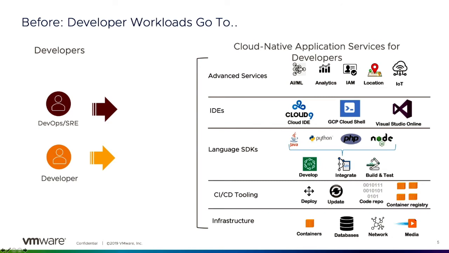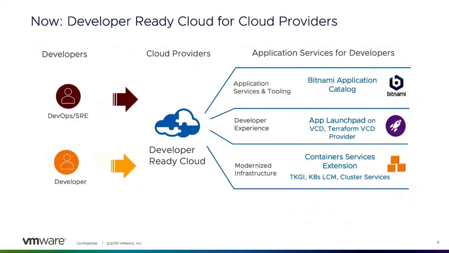workloads go. So if a developer or an SRE or a DevOps member needs access to an application or code, usually they grab a company credit card, go to one of the hyperscalers and provision the tool sets they need, because the hyperscalers thus far have done a pretty good job of providing a service catalog with advanced services, SDKs, CI/CD tool sets, all built on top of their own infrastructure. And what we're trying to do with the developer-ready cloud, which App Launchpad is a part of, is create a similar experience for developers that our VCPP partners can consume and provide.